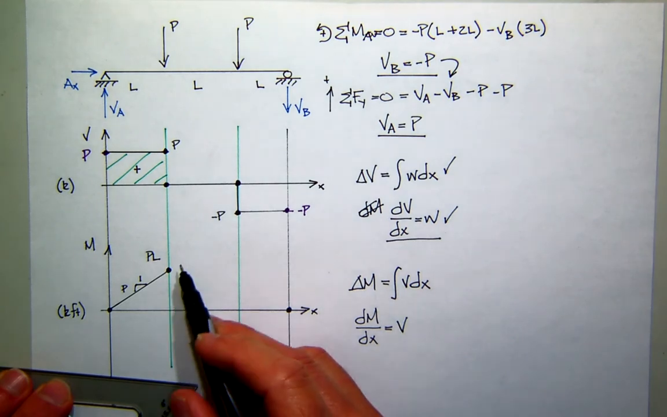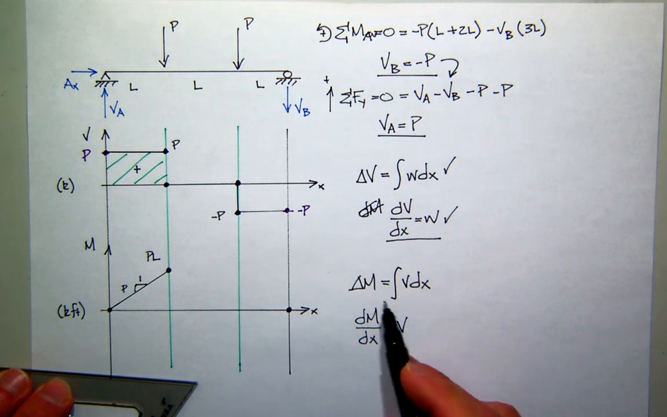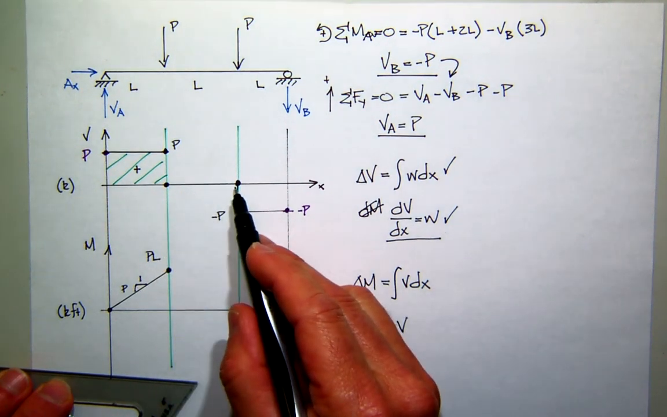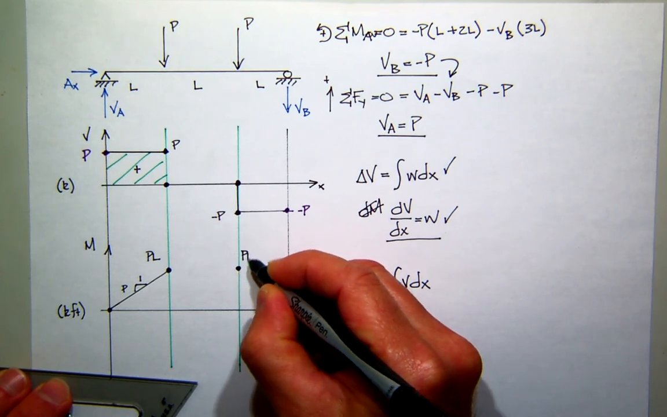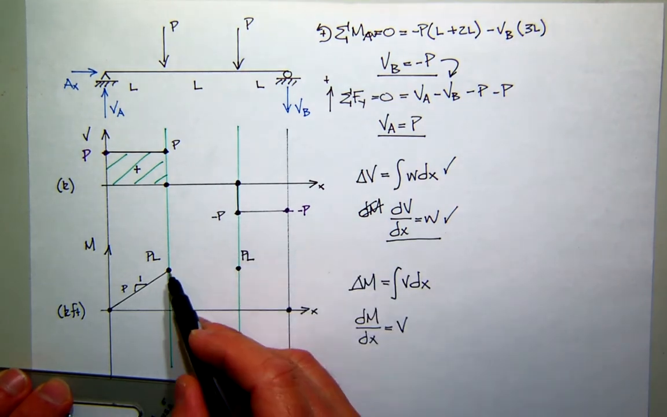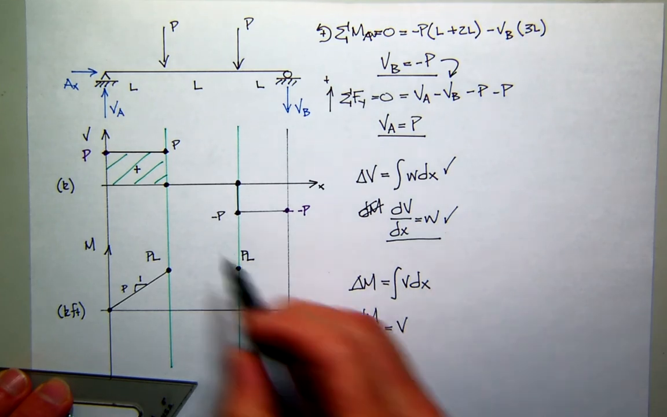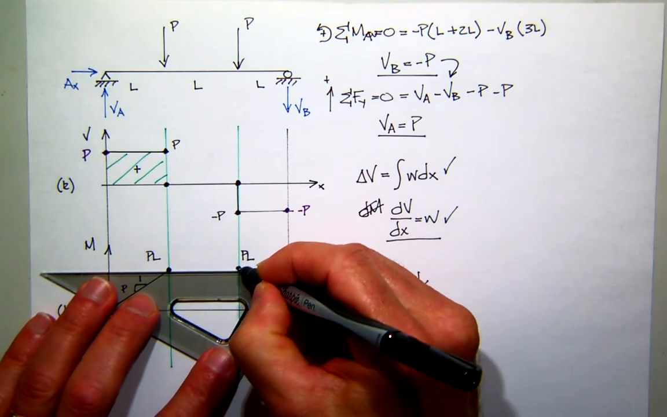Now go to the next section. What's the change in moment from L to 2L? According to this, it should be the area under the shear diagram. What's the area under the shear diagram? 0. So it stays at PL. What kind of curve connects this? Well, the slope should be equal to the shear. What's the value of the shear? 0. So what kind of line is 0? Horizontal line.